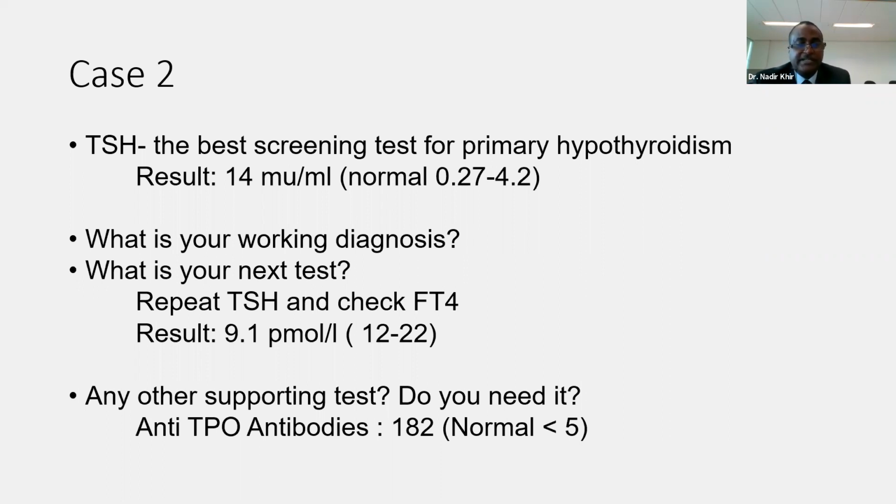And the result, the TSH came back also high, and the free T4 came in on the low side. Do I need to order supporting tests in this case? Do I need anti-TPO antibodies? No, I don't, because I have almost all of the information in front of me from the history, from the exam and from the lab. So anti-TPO antibodies, if you are not sure, then you order it. If the patient has a family history, that's supportive.